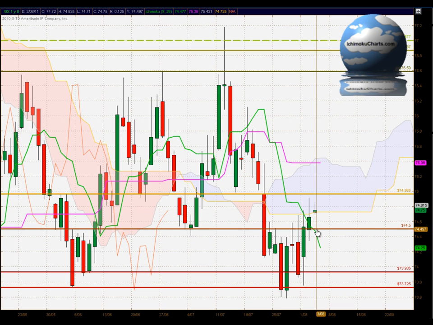And we do have potential support once again down at 74.50 if the market does trade down.